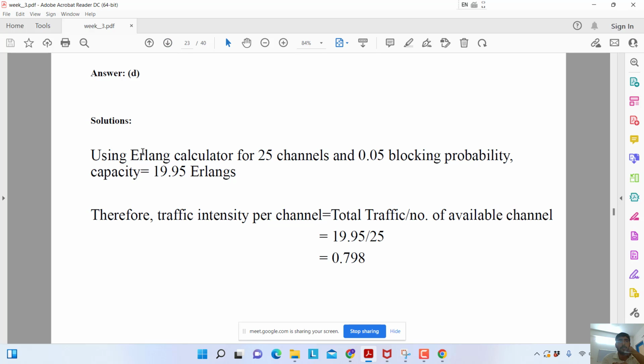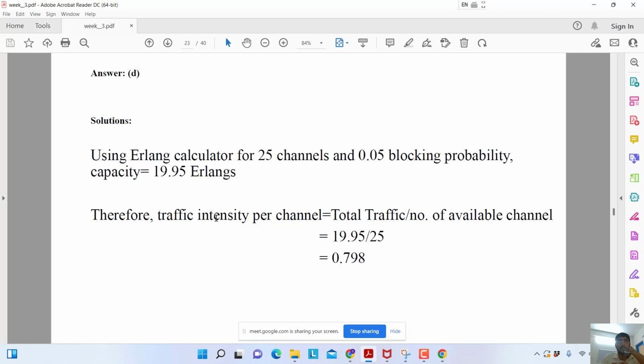What is given? Using 25 channels and a blocking probability of 0.05, we can calculate from the data using the Erlang B calculator. We can calculate the capacity. It will become 19.95.